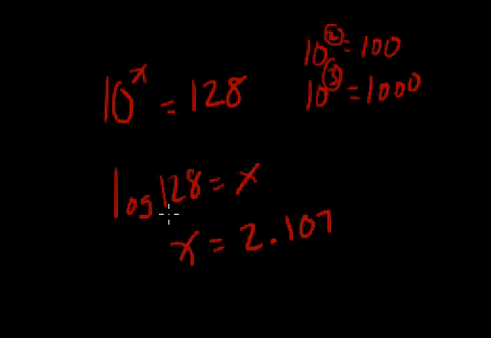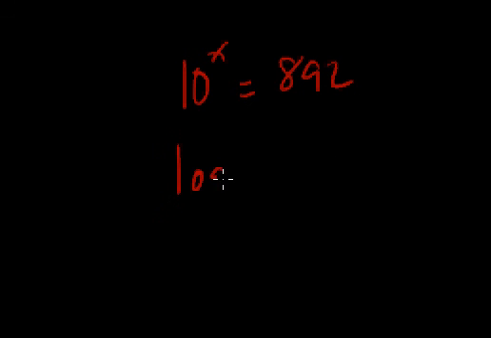And notice that I have 3 significant digits here, and with logarithms, however many significant digits are in your answer, that's how many decimal places you go to. So 2.107 has 3 decimal places because there are 3 significant digits in my answer. And that's what logarithms are all about. They're about figuring out an exponent for a base of 10 to get some answer. Let's do one more and then I'll be done.